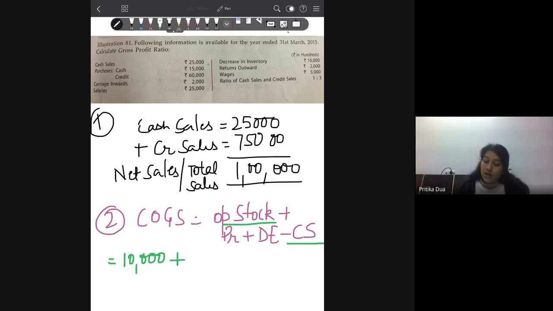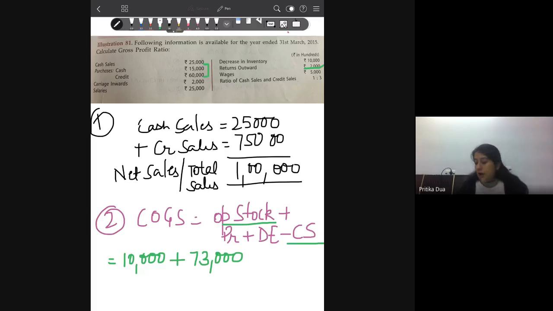Purchases you need to add the credit purchases, which means 60,000 plus 15,000, 75,000 less return outward, which is your purchase return, 73,000. I repeat myself, net purchases will be cash purchases plus credit purchases minus purchase return. That gives you a value of 73,000.